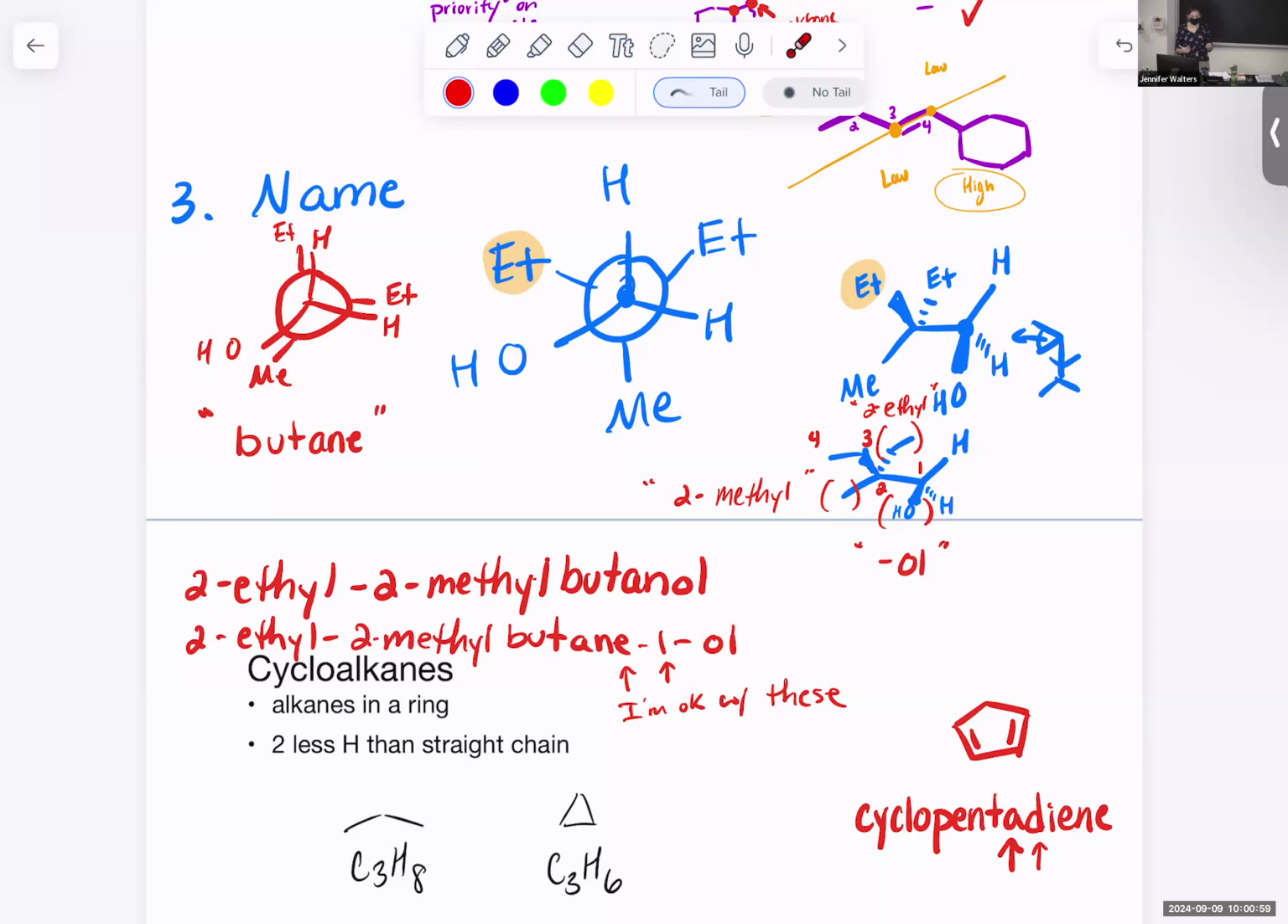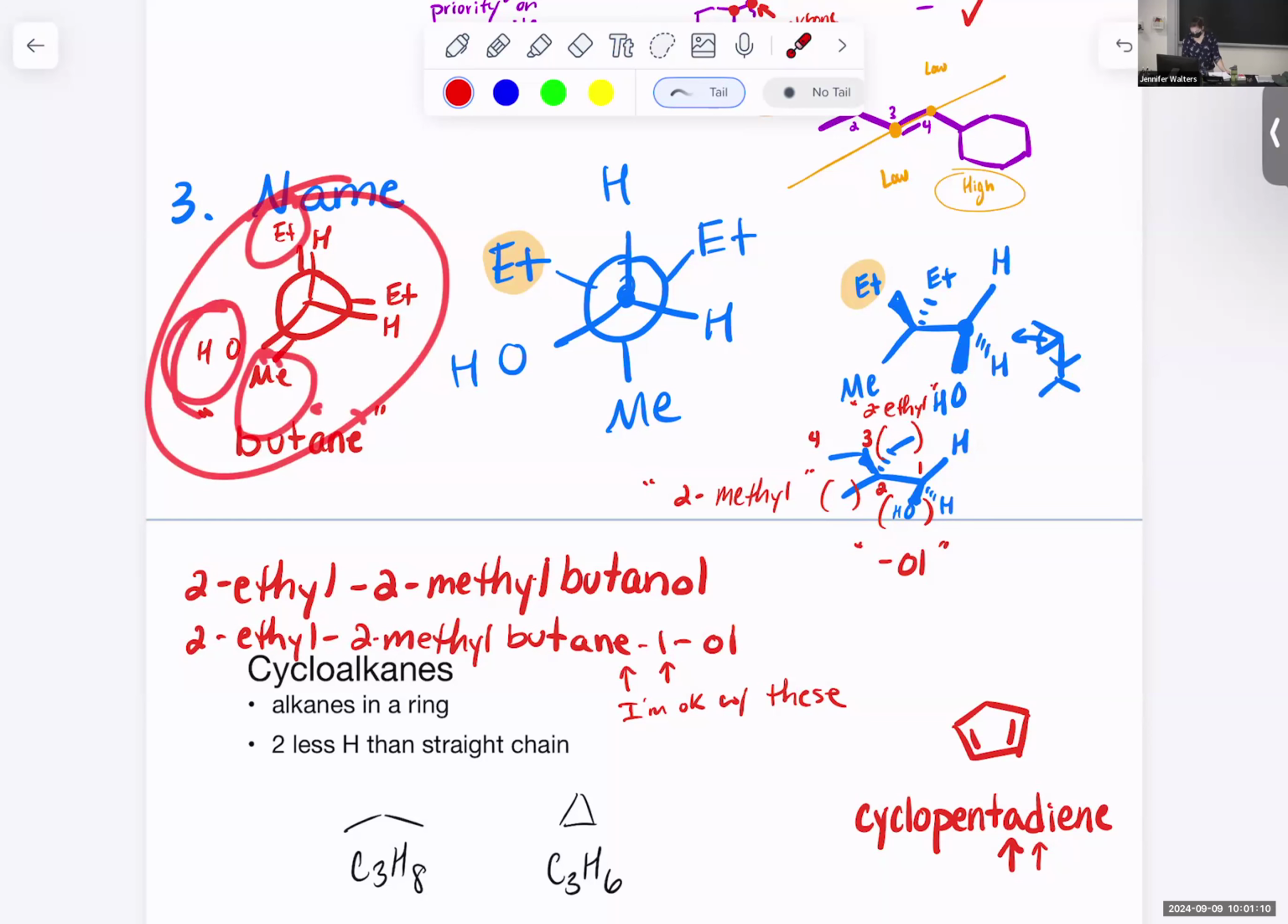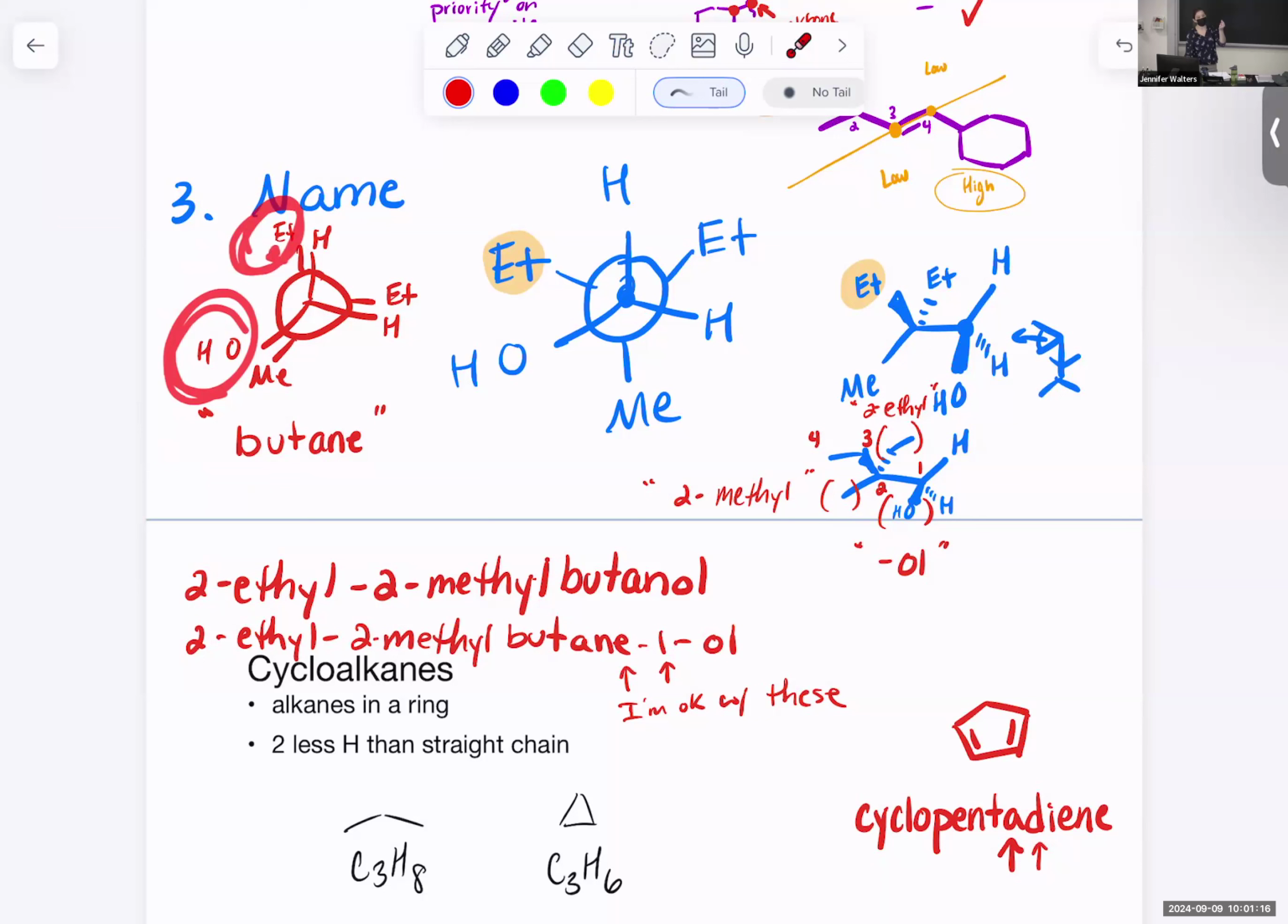Within your eclipsed, the total eclipsed is higher than just normal eclipsed. So this would be just a normal eclipsed because ethyl is bigger than methyl and alcohol is bigger than a hydrogen. That means my big groups are my alcohol and my ethyl. If they were on top of each other, it would be totally eclipsed. That would be highest energy. The biggest things as close together as possible, highest energy.